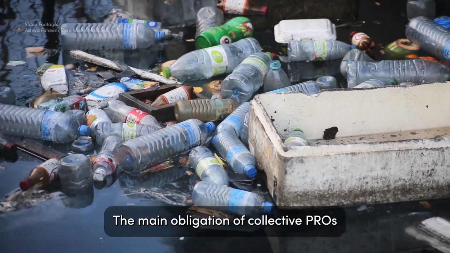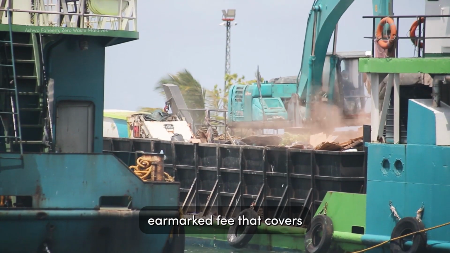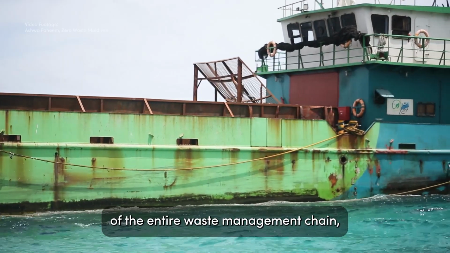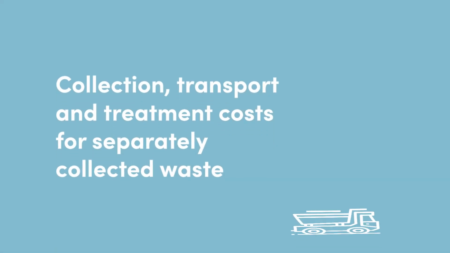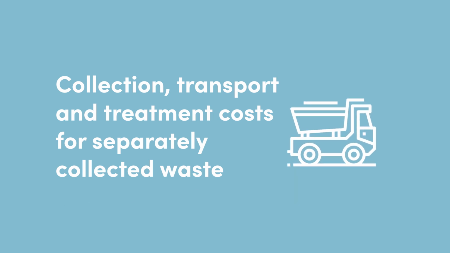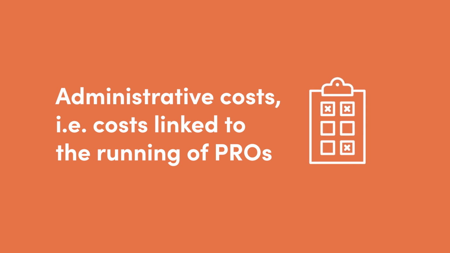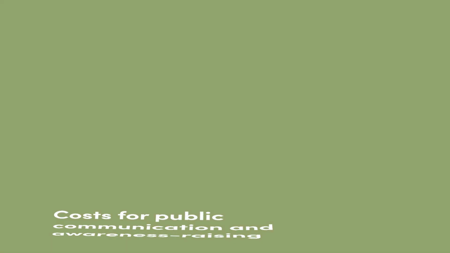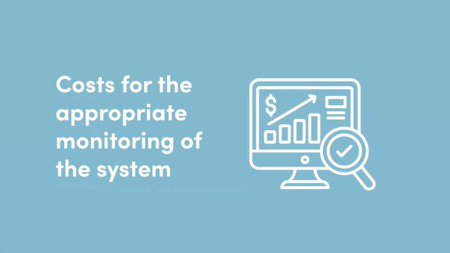The main obligation of collective PROs is to ensure the collection of an adequate, earmarked fee that covers the net costs of the entire waste management chain, such as costs for setting up a separate waste collection system, collection, transport, and treatment costs for separately collected waste, administrative costs, i.e. costs linked to the running of PROs, costs for public communication and awareness raising on waste prevention, litter reduction, separate collection, etc. Costs for the appropriate monitoring of the system.